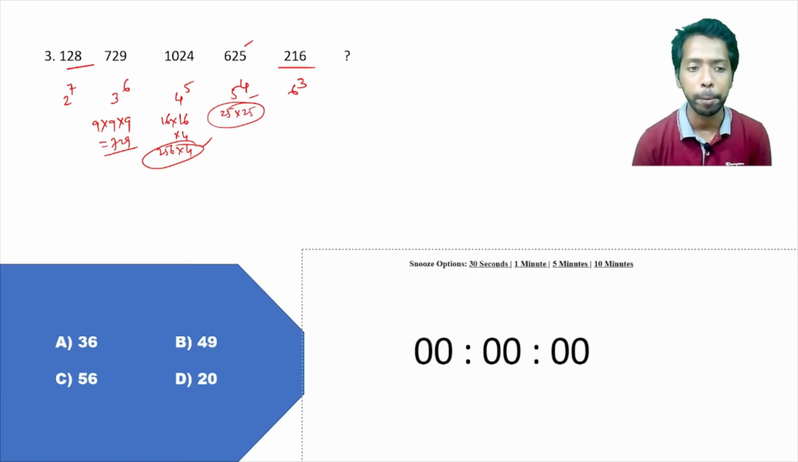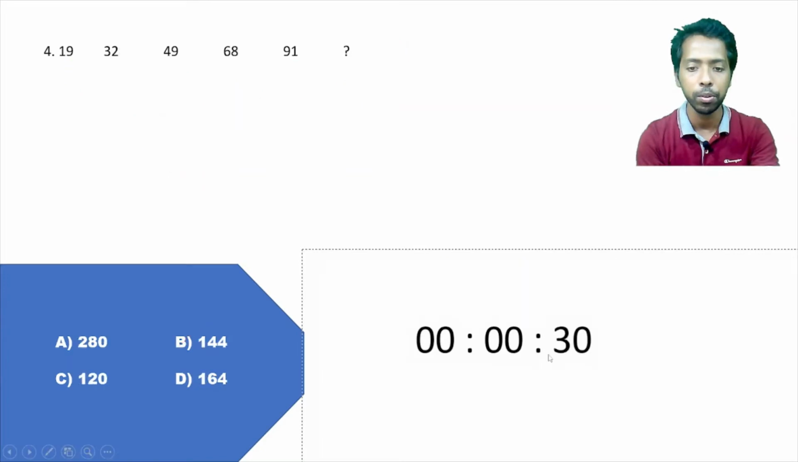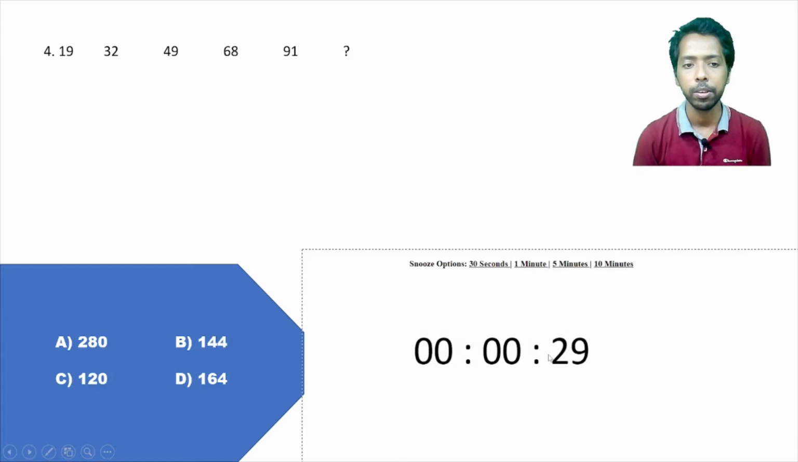So that you can pick this kind of question very easily and in less time. So this is 2 to the power 7, 2 to the power 6, 4 to the power 5, 5 to the power 4, 6 to the power 3. So the base number is getting increased by 1, and the power term is getting decreased by 1. So that is 7 square. So the question mark value is 49 here. Option B is the correct one. Understood? Okay. Now moving to the next one. Here is the next question, question number 4 on your screen, and here's the timer.